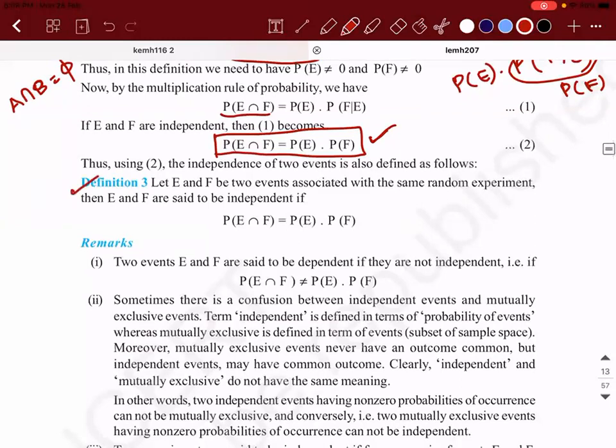Now the next one is the vice versa, that is a corollary. If E and F are two events associated with some random experiment, then E and F are said to be independent if this condition is satisfied.